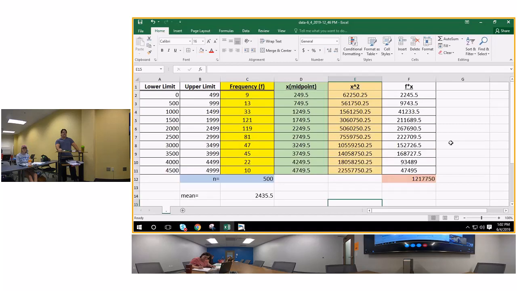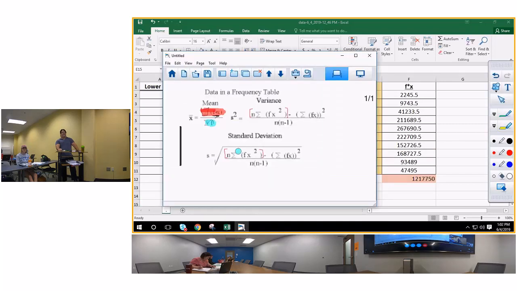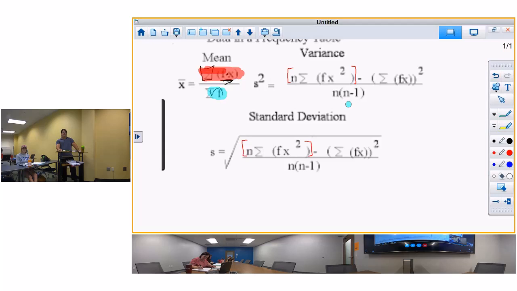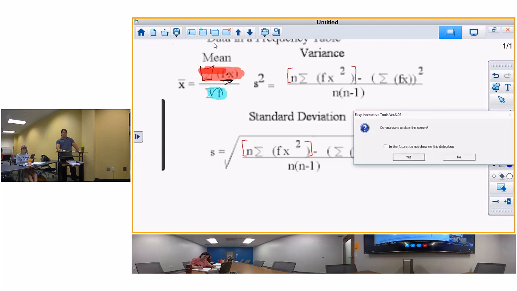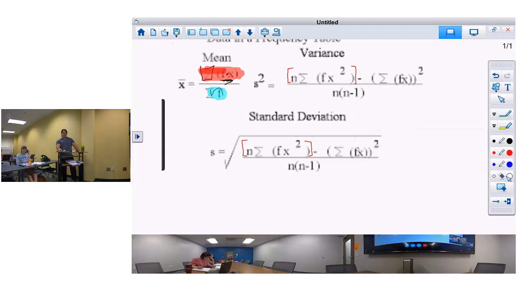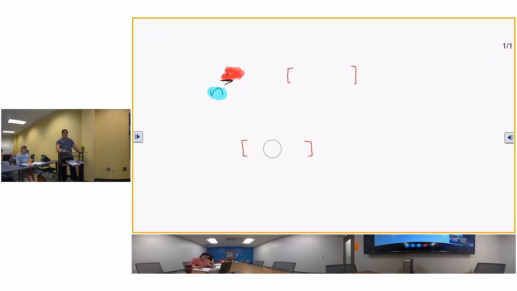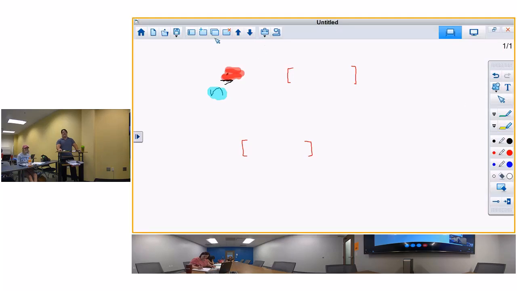Read the formula. Well, I can't read it right now because, oh man, that's why I don't like using red. Oh my God. One of these days we're going to get training. One day.